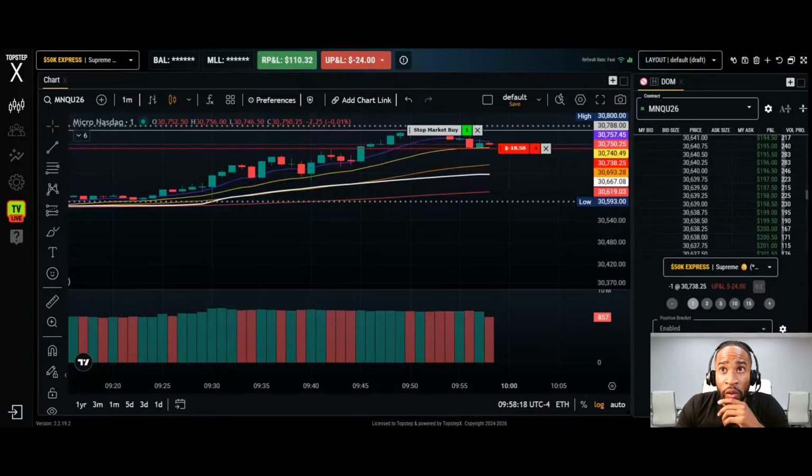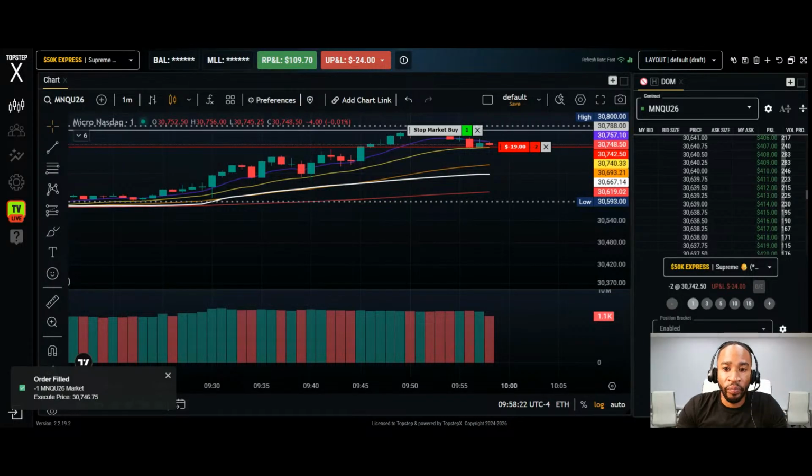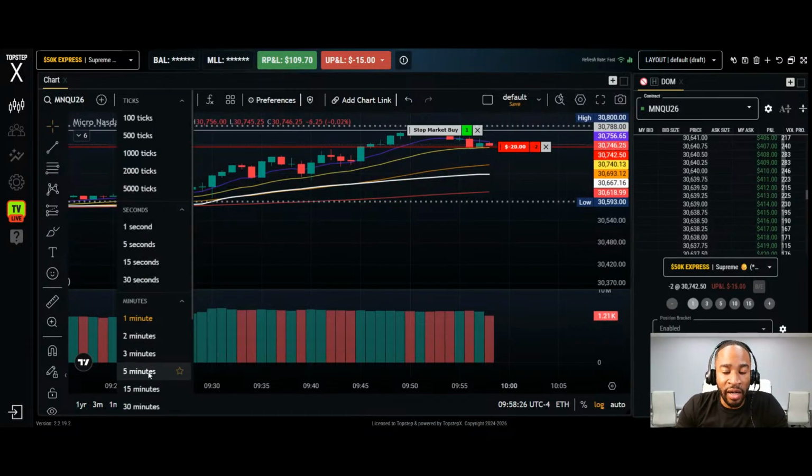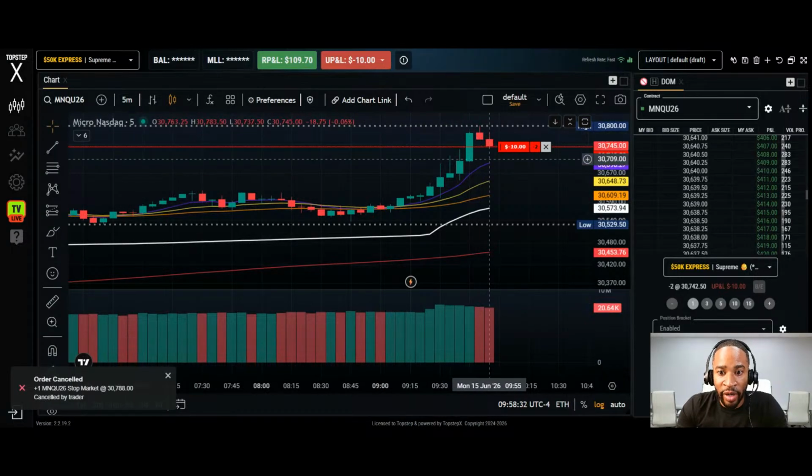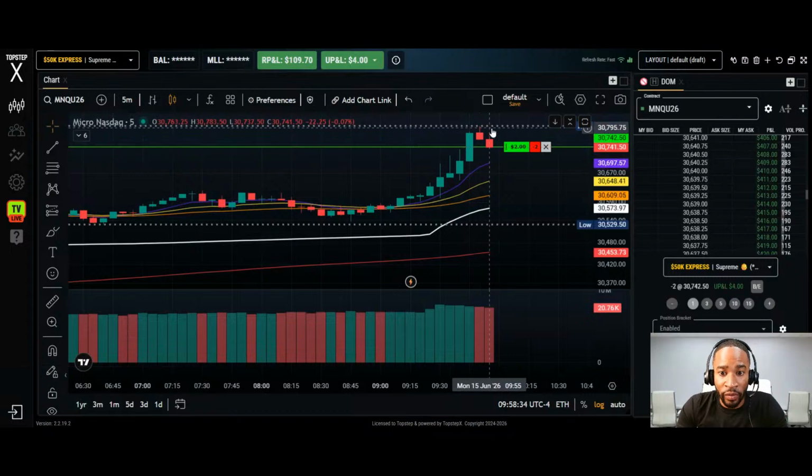All right, family. So I'm thinking about adding. I'm gonna add one more contract right here. We're starting to pull back on the 5 minute time frame. If we go to the 5 minute time frame, look what we have right here. We have a 5 minute bearish candle right here and a 5 minute bearish candle right here. We broke below this low of this 5 minute bearish candle.